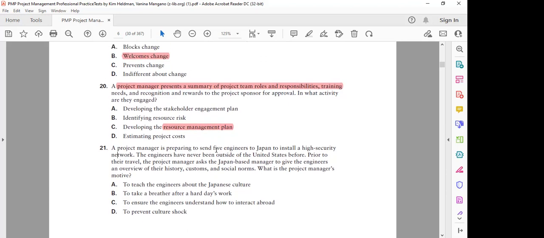A PM is preparing to send 5 engineers. The engineers have never been outside of the states. Prior to their travel, the PM asked the manager to give the engineers an overview of their history, customs, and social norms so they could be easily adjusted there. What is the motive? I think I already gave the answer.